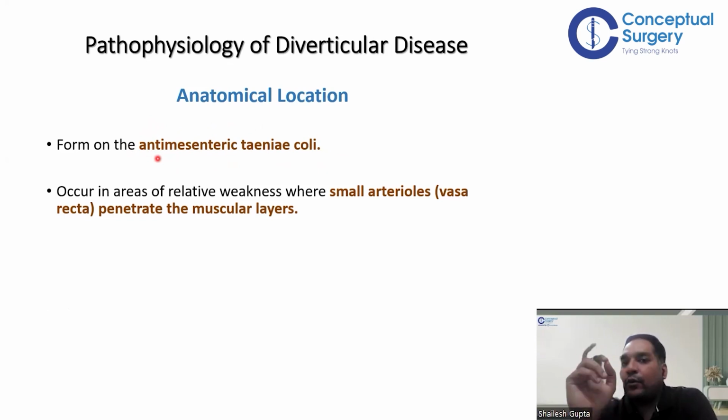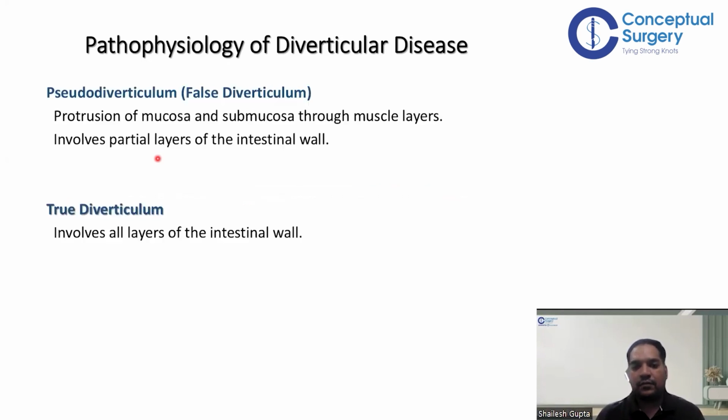Number 2, why is tinea coli a location? Because tinea coli के अंदर vasa recta penetrate करते हैं muscle layer के अंदर to supply the blood. So ये area जो होते हैं, these are the site of the potential weakness. तो इसी area of weakness के अंदर से हमारी mucosa submucosa out होती है. So that is why tinea coli is a site of diverticular formation, and उसमें से भी anti-mesenteric tinea coli is the site. So there could be a false diverticulum and there could be a true diverticulum.